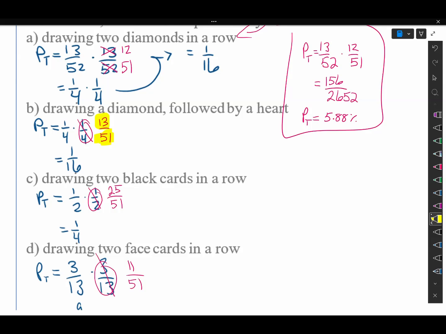Drawing 2 black cards in a row. There are now 25 black cards in the deck after drawing the first one. There are now 51 cards in the deck. Drawing 2 face cards in a row. There are now 11 face cards left in the deck after drawing the first one. There are now 51 cards in the deck. So you can, as we did up here, adjust the total calculations, see what you get.